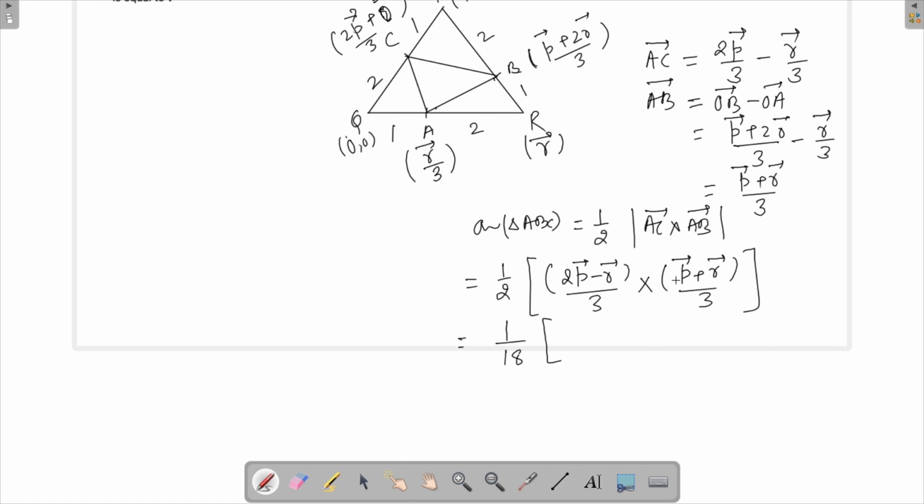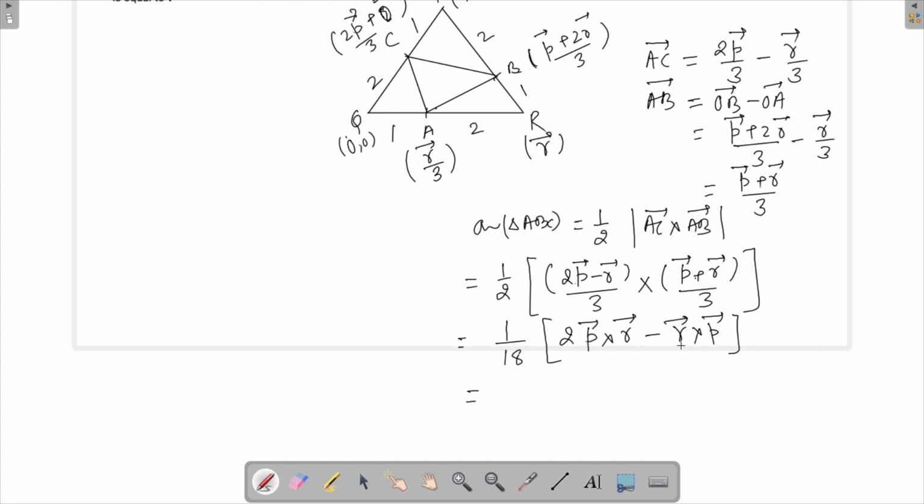Now let's cross product. So 2P cross P would be 0 because P cross P would be 0. And then 2P cross R will be 2P cross R. Okay. Now again what we'll have here is minus, and then there will be now R cross P. So I will have R cross P. And then we will have R cross R, which will be 0 again.